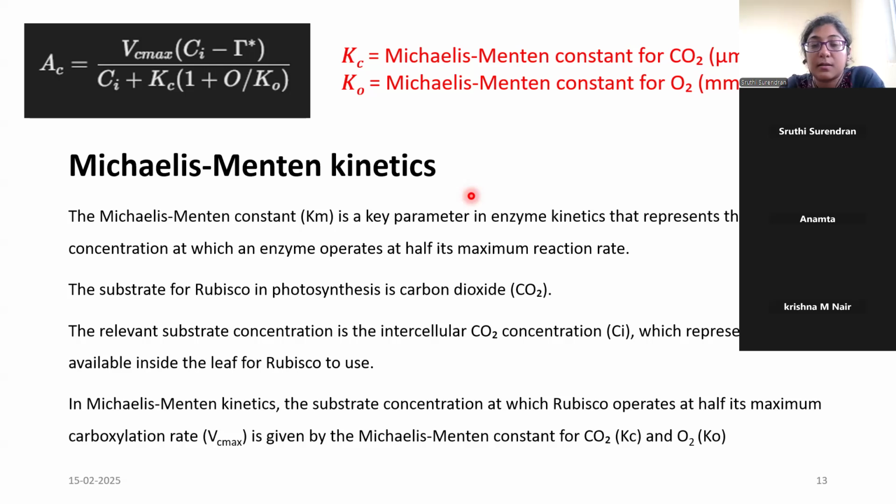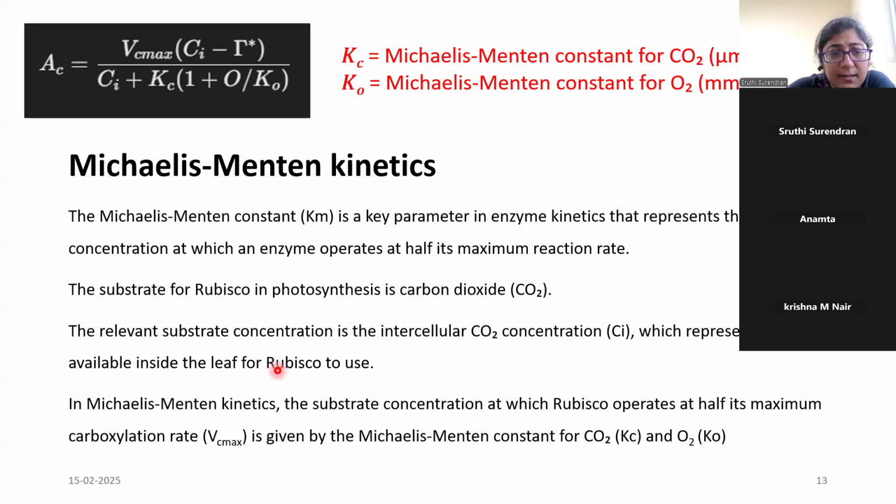How does Rubisco represent itself depending on the concentration of the substrate, which is carbon dioxide concentration inside the leaf? What is the carbon dioxide concentration inside the leaf? Based on that, what is the rate of the activity of Rubisco is obtained from this Michaelis-Menten constant. So this is based on the theory by Michaelis-Menten's enzyme kinetics.